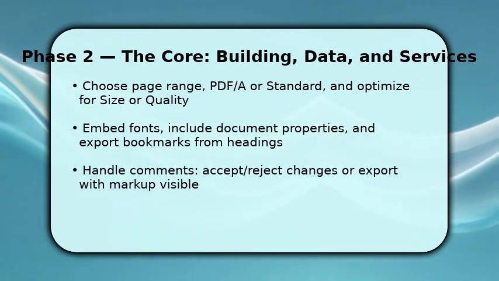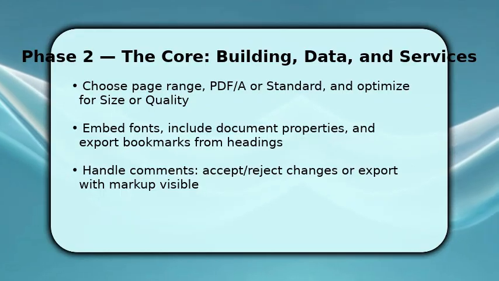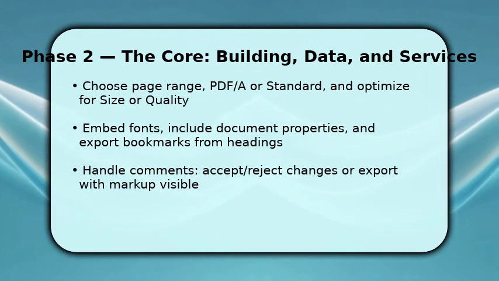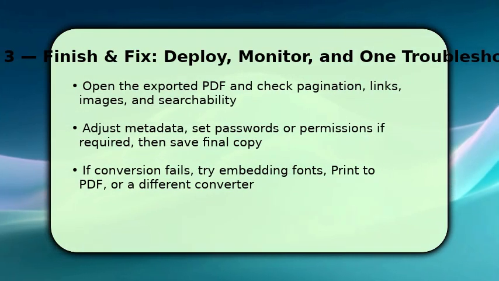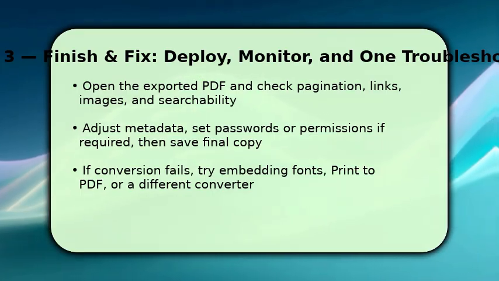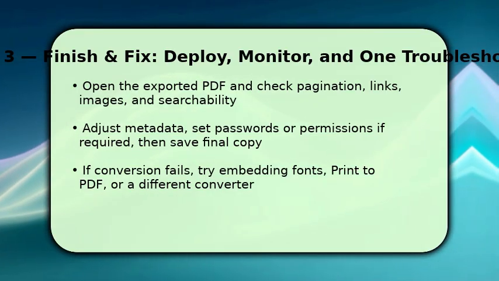Once your settings are set, finish by opening the PDF and verifying critical elements, page breaks, links, image quality, and that text is selectable for search. Make metadata edits, title, author, and keywords so the file is easier to find. If you need security, add passwords or restrict printing.